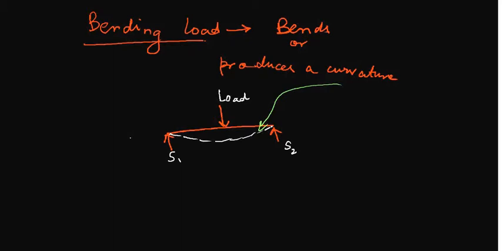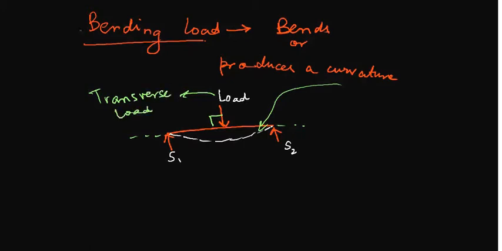Now the more theoretical definition of it is that a bending load is acting perpendicular to the axis of the member. If I draw the axis of the member, the axis is like this. This is the axis. But the load which is acting on the member is actually perpendicular to the member. Okay, so such a load is also known as transverse load.